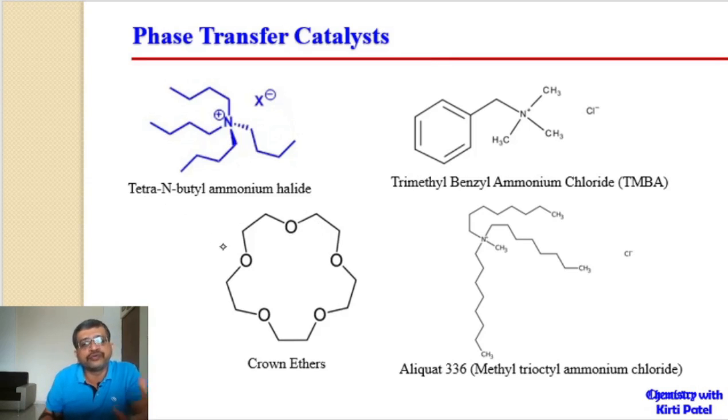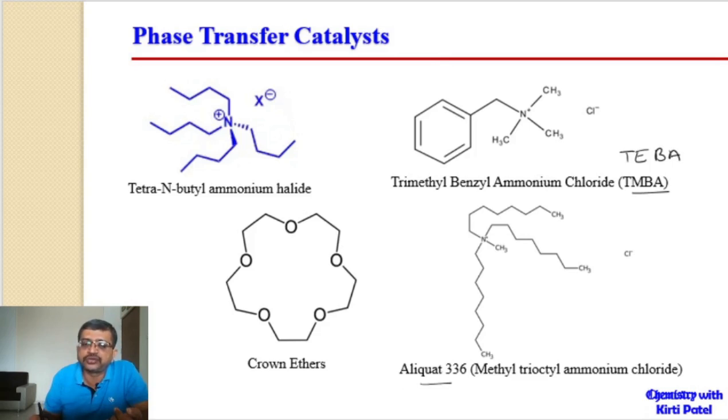We will look into phase transfer catalysts such as tetra-N-butyl ammonium halide, where the nitrogen is attached to 4 butyl groups, or trimethyl benzyl ammonium chloride (TMBA) or triethyl benzyl ammonium chloride (TEBA). Both these reagents are used as phase transfer catalysts.